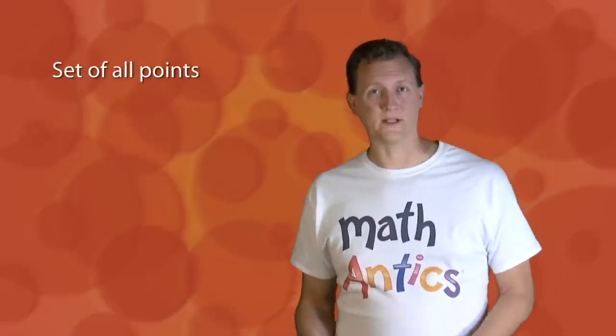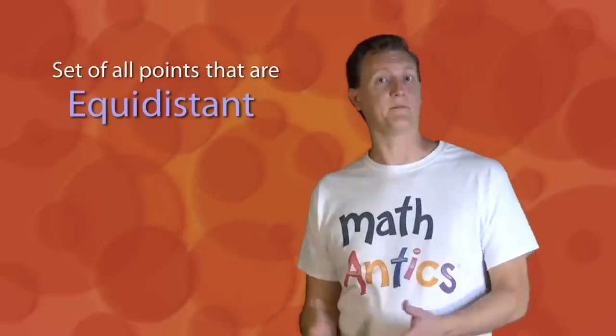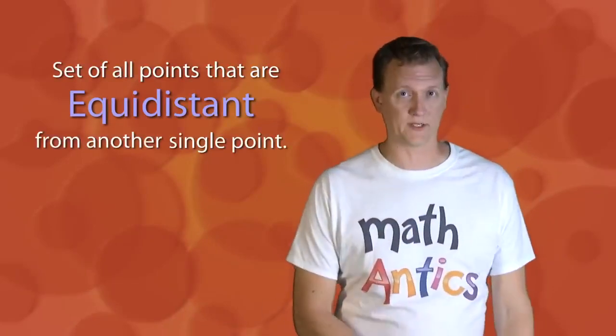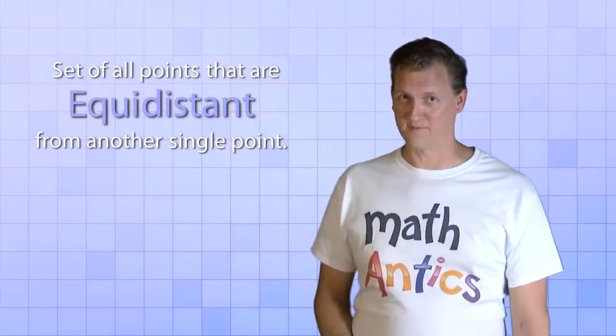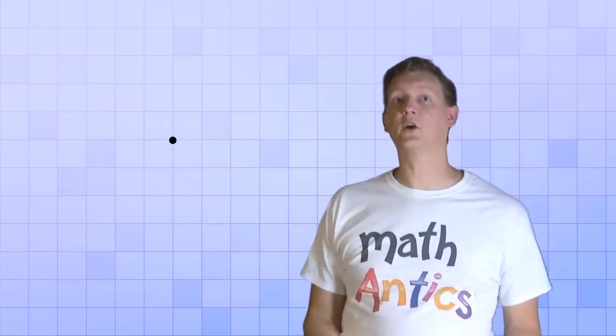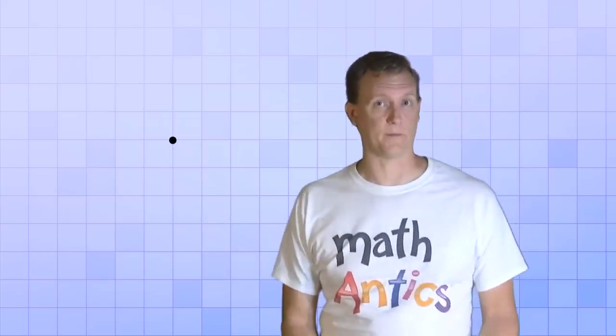But mathematically, what is a circle? Well, in geometry, a circle is defined as the set of all points that are equidistant, or the same distance, from another single point. And the best way to understand what that means is to see it in action. So, here's a single point to start with. And now, let's start drawing points that are equidistant from it.